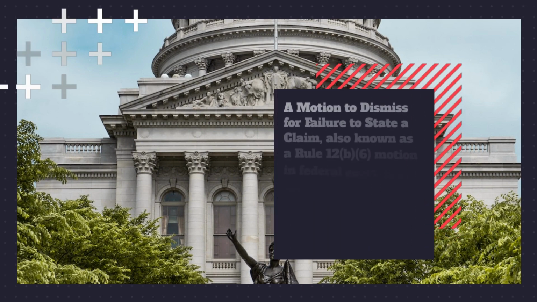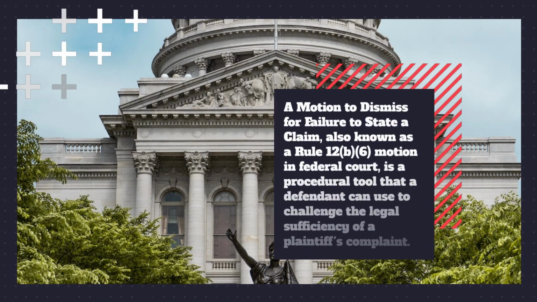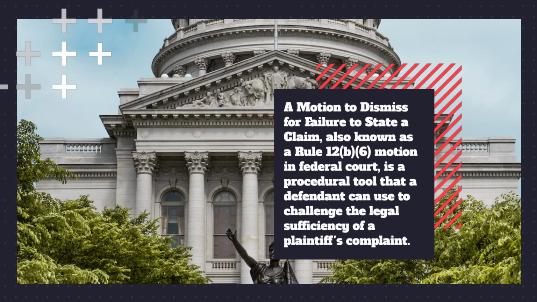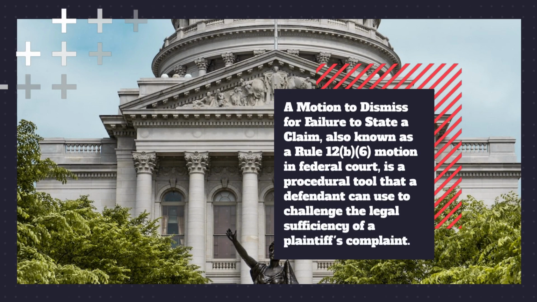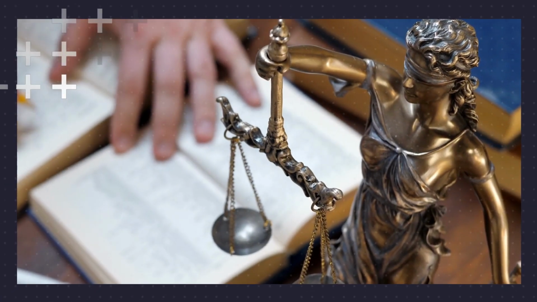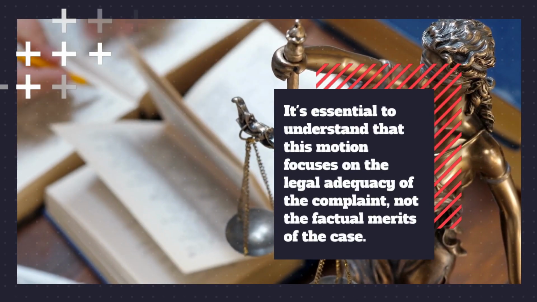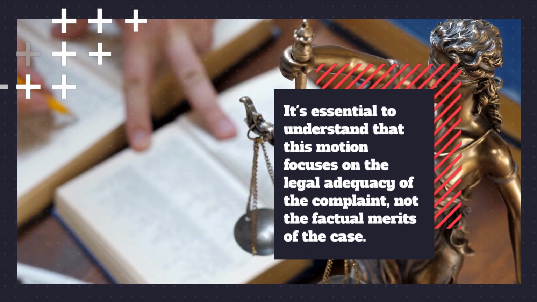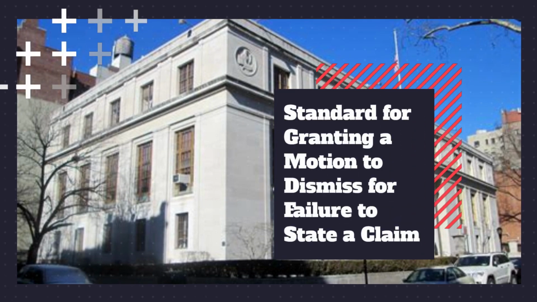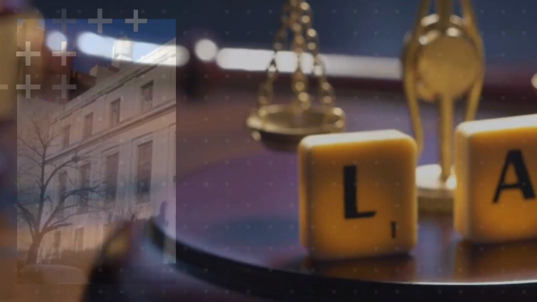A motion to dismiss for failure to state a claim, also known as a Rule 12(b)(6) motion in federal court, is a procedural tool that a defendant can use to challenge the legal sufficiency of a plaintiff's complaint. It's essential to understand that this motion focuses on the legal adequacy of the complaint, not the factual merits of the case.